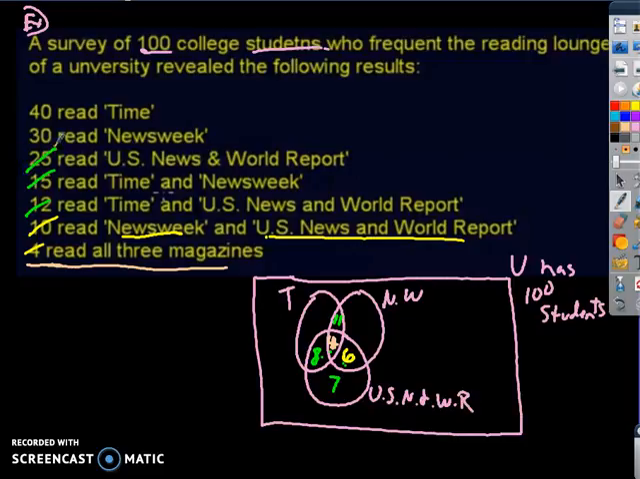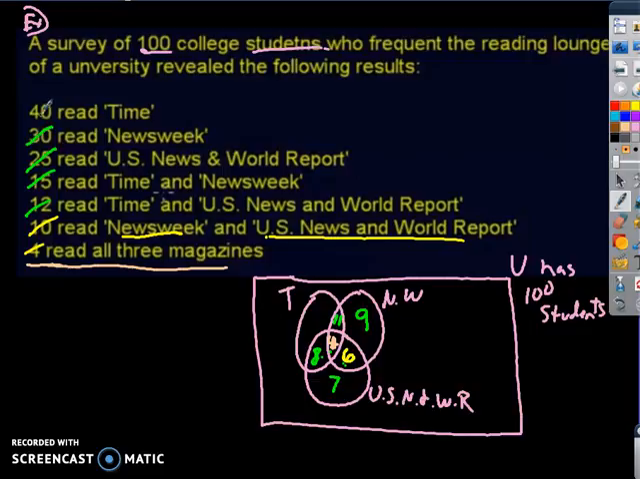All right, 30 people read Newsweek. So here's my Newsweek people, and this whole bubble should have 30 people in it. So you got 11 here, 4 there, so that's 15. 6 here, that's 21. Leaving 9 people who read Newsweek alone.